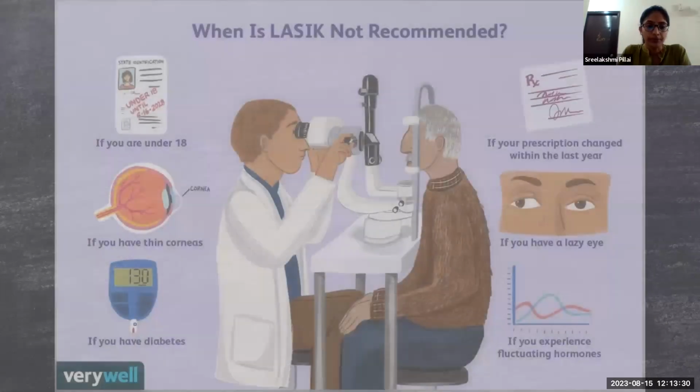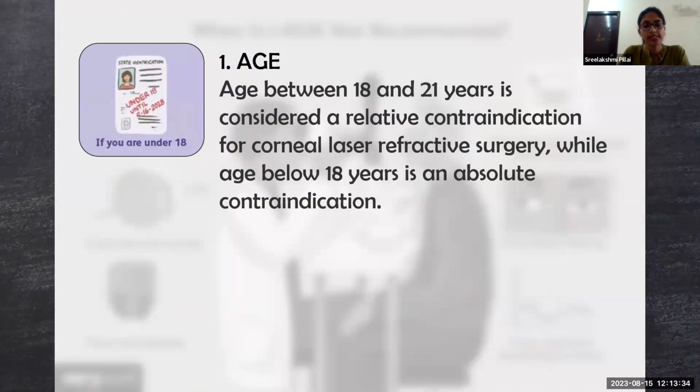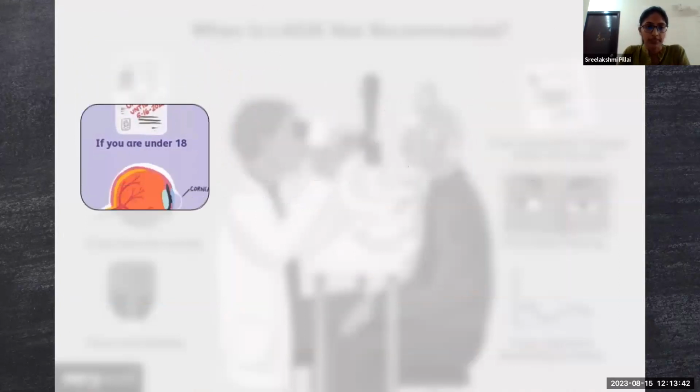Moving to the first one, age. Between 18 and 21 years, it is considered a relative contraindication for corneal refractive surgeries, whereas below 18 years, it is an absolute contraindication.